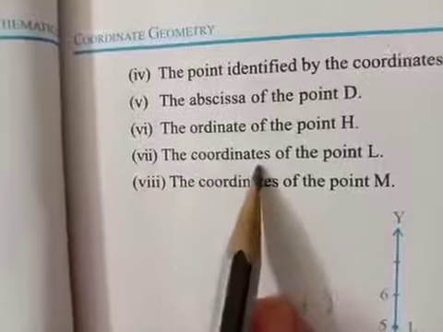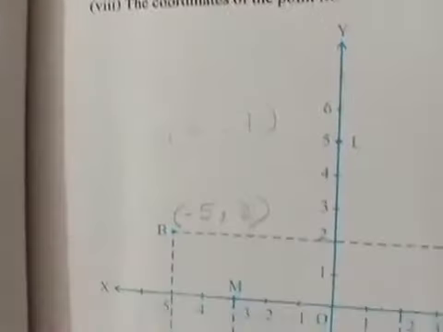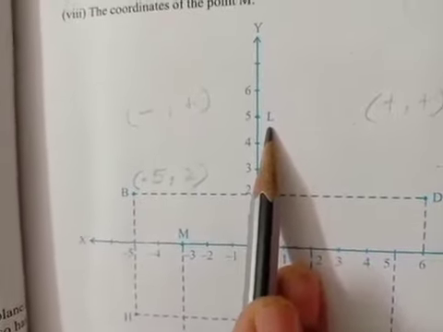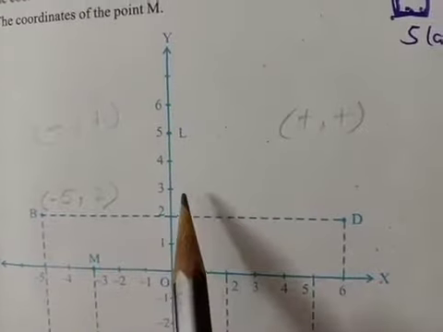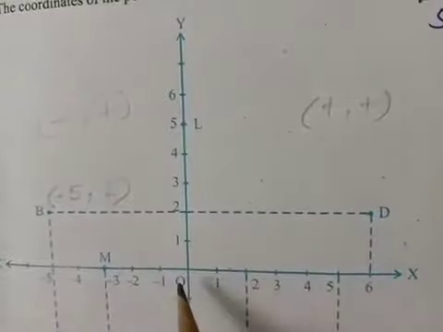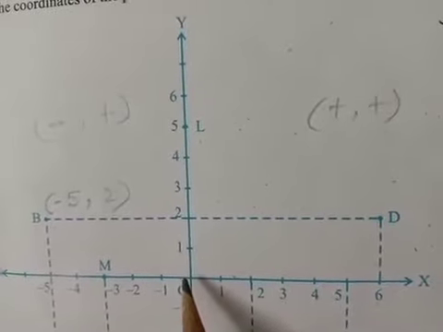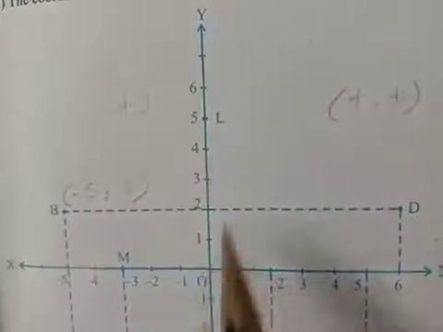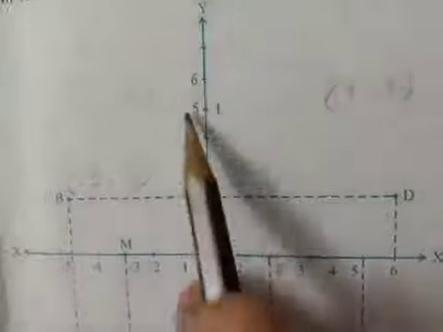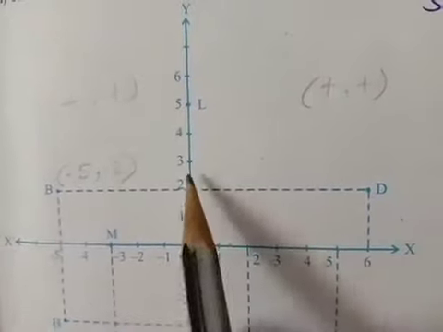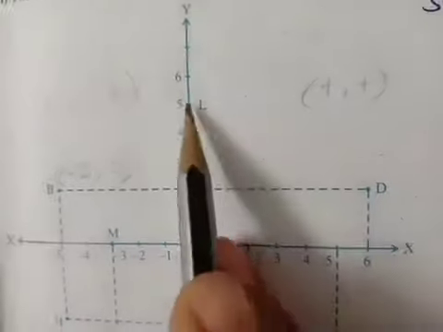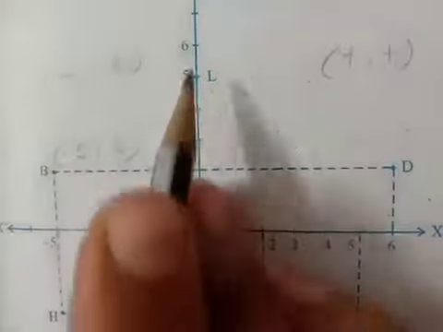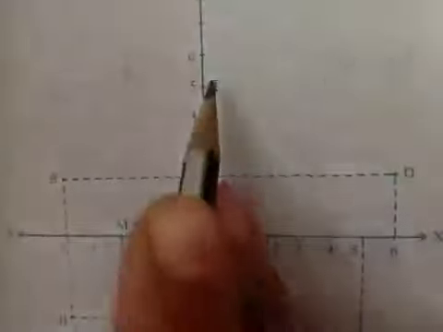Now let's solve the seventh one, the coordinates of point L. Where is L over here? It is here. Now what is the coordinate of point L? What is the x coordinate of this point L? It is 0. It means if you measure from the y-axis, the distance of L is 0, since it is on the y-axis. And what is the y-ordinate of L? It is plus 5. When you measure the distance from the x-axis, you will get the y-ordinate.